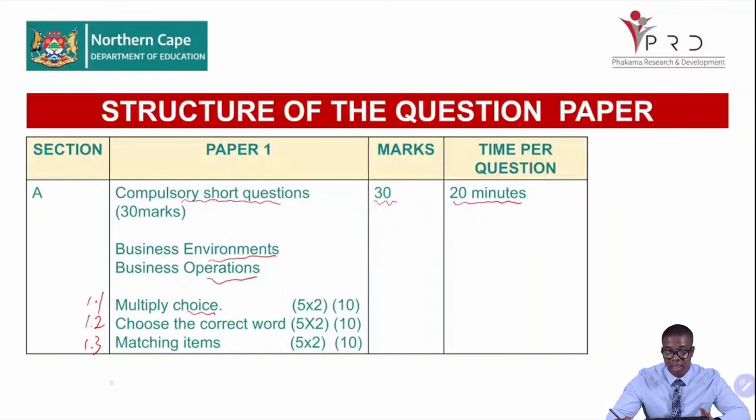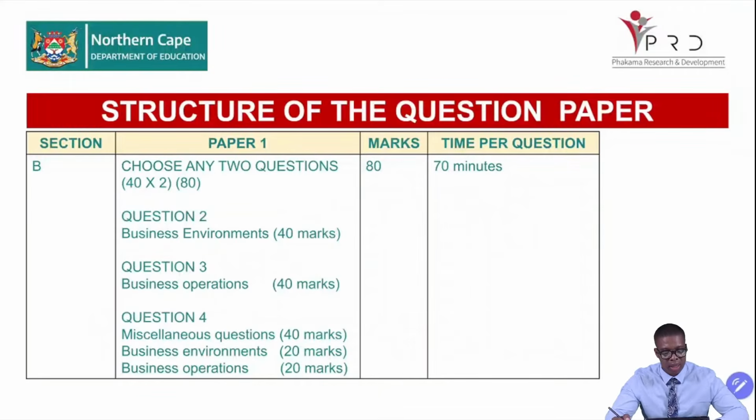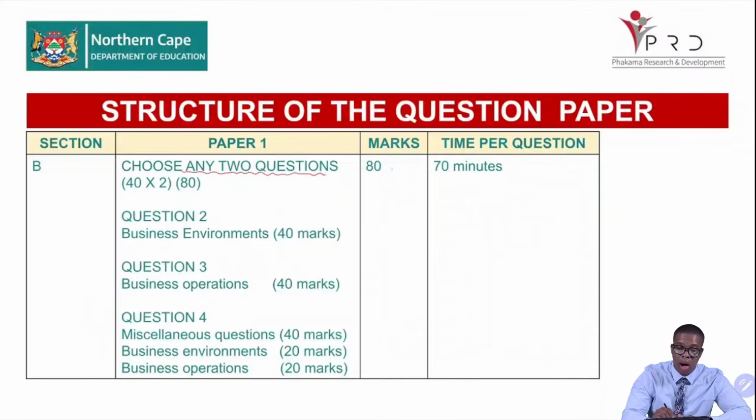And these will be assessed as compulsory questions, meaning everyone should answer the section A, which is question 1. Now we go to section B. Section B has 3 questions. So those 3 questions, there will be an instruction that says to choose any 2 questions. How much is the mark allocated there? The mark allocated is 80. Why? Because as you choose 2, each question is allocated 40 marks. So when we say 40 times 2, the total mark is 80.